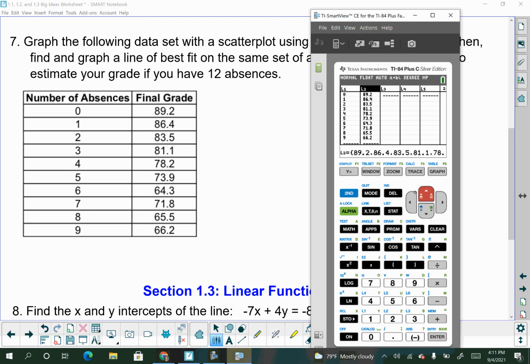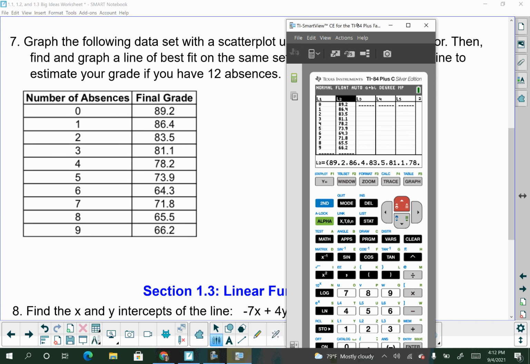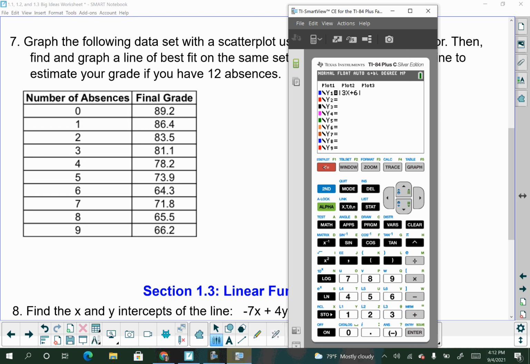Okay, so once you have your data in there, we want to find a scatter plot with our calculator and then find a line of best fit and put it on the same axes. So to do that, we're going to go to y equals. Let's clear out that equation we had from earlier, and we want to turn our plot on. So I'm going to go up, hit enter, go back down, and now my plot is on.